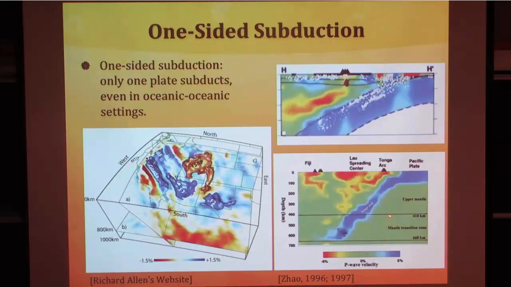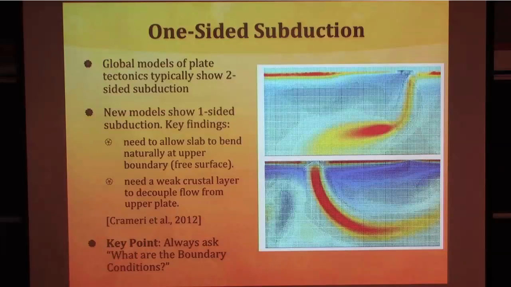And we see this in, this is Honshu, this is Tonga, this is a nice 3D image of the Gorda plate from Richard Allen's website with the Yellowstone hotspot sitting right there. So on our planet, subduction is one-sided, okay? We know when we do subduction modeling, we basically start the system in such a way that it can only have one-sided subduction.